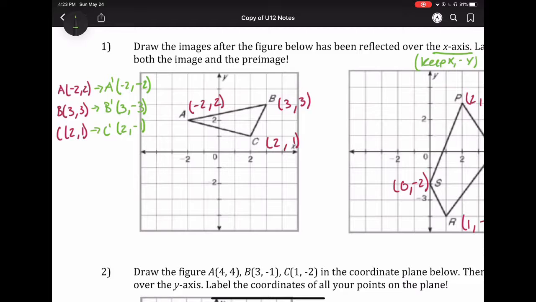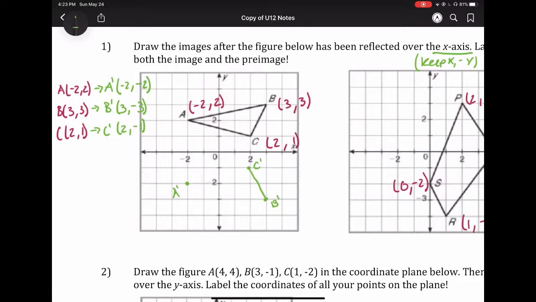Now I want to go ahead and plot those points. So I have negative 2, negative 2 gives me my new A. I have 3, negative 3 gives me my new B. And I have 2, negative 1 to give me my new C.